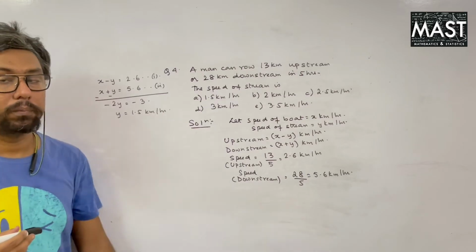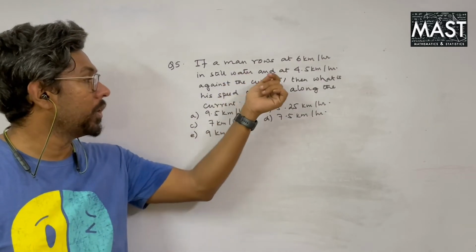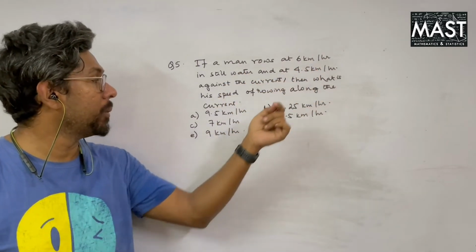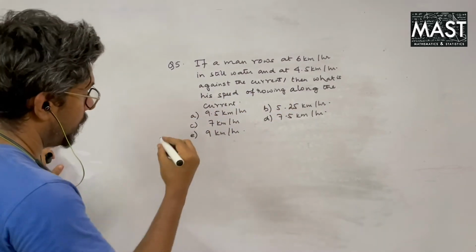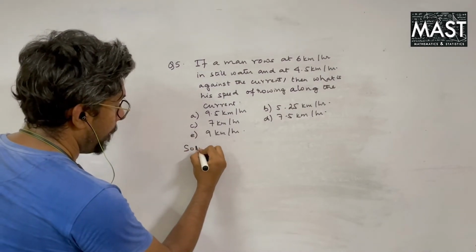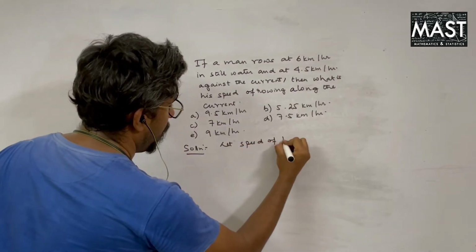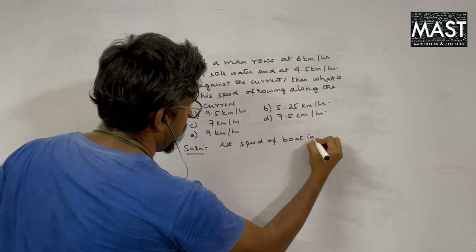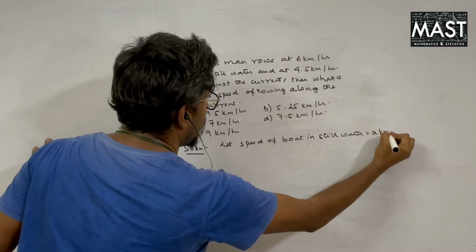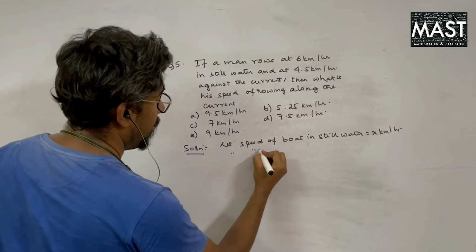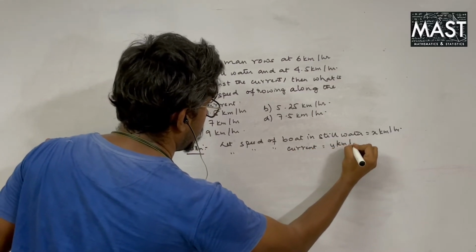That means the speed of stream, which we had taken as y, is coming out as 1.5 kilometer per hour. The next question is, if a man rows at 6 km per hour in still water and at 4.5 km per hour against the current, then what is his speed of rowing along the current? Like the last sum, let speed of boat in still water equal x kilometer per hour, and let speed of current equal y kilometer per hour.